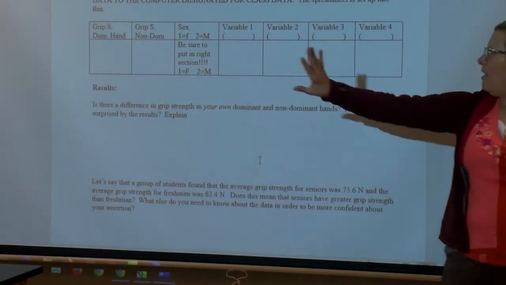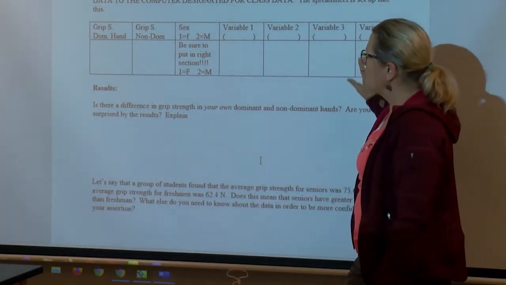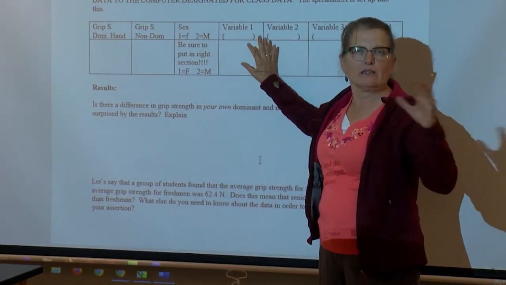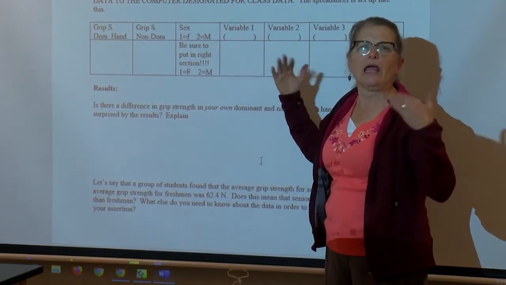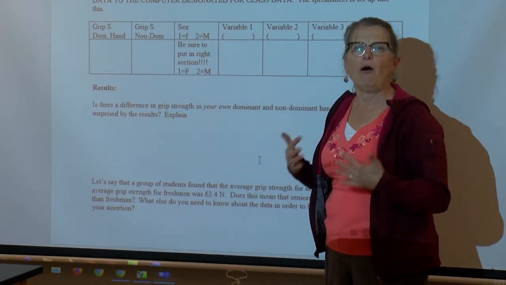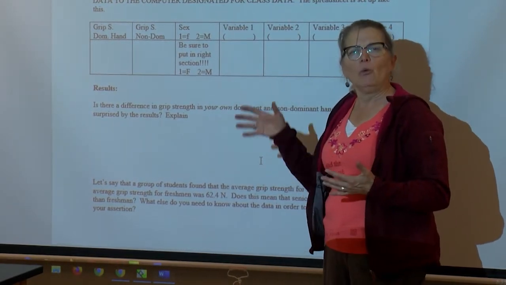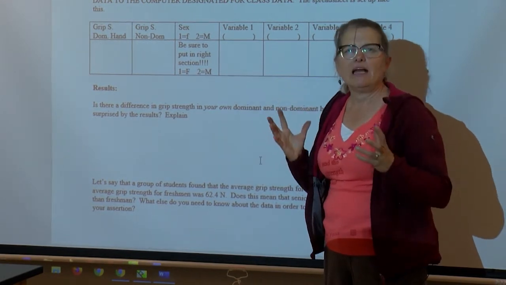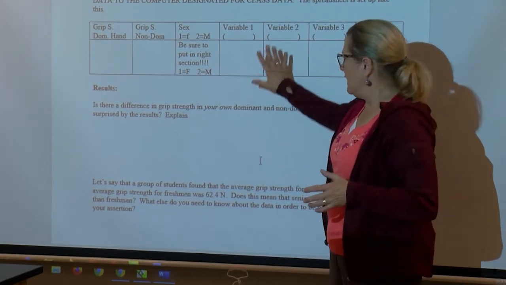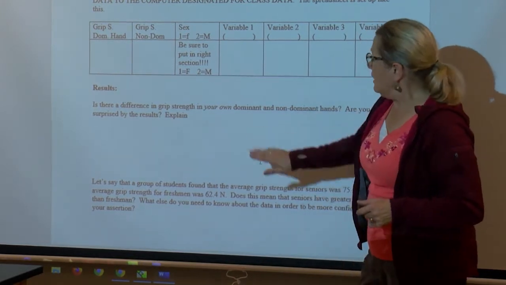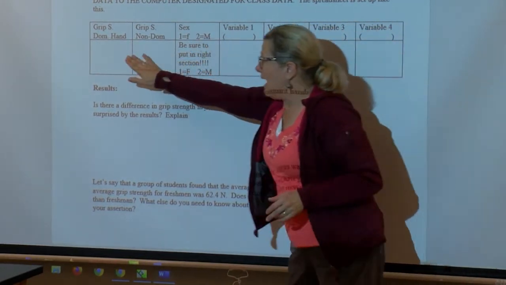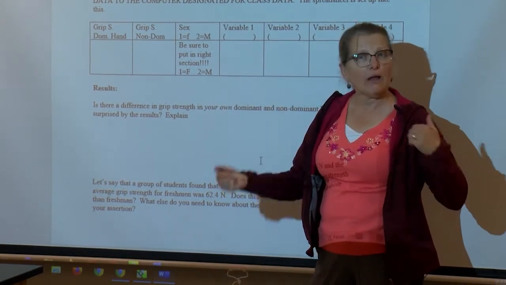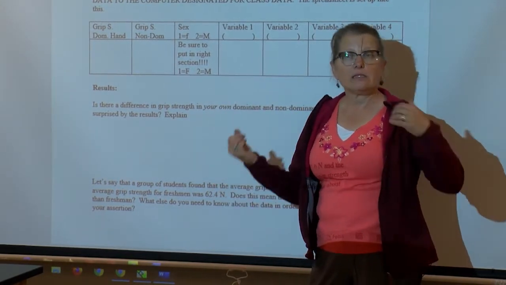So now, the next thing that we do is we collect the data. We've got a little demonstration with 4 students who came into the lab to show how that data collection happens. We use a sensor, they squeeze it, and it's measured, and then we get that data. We use the dominant hand, which is the hand that you use the most, either right or left.